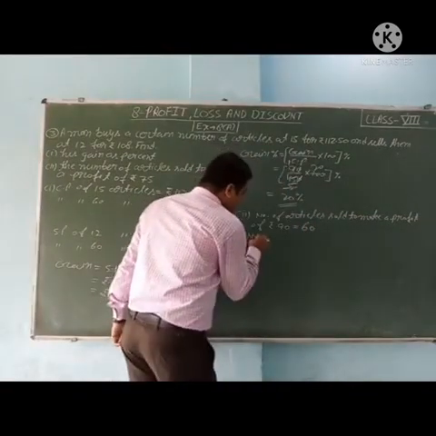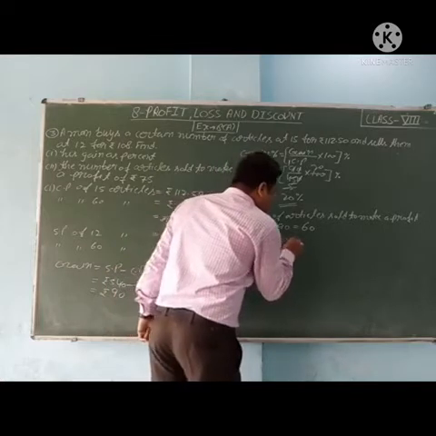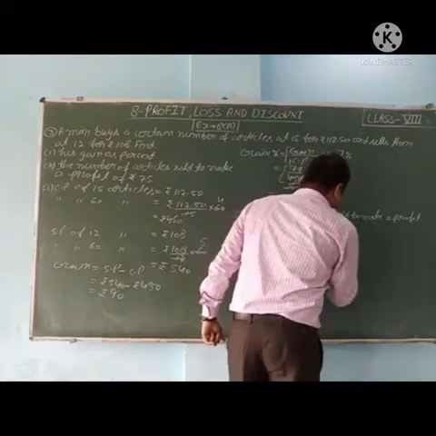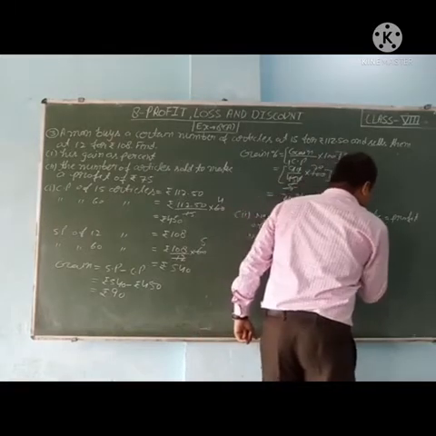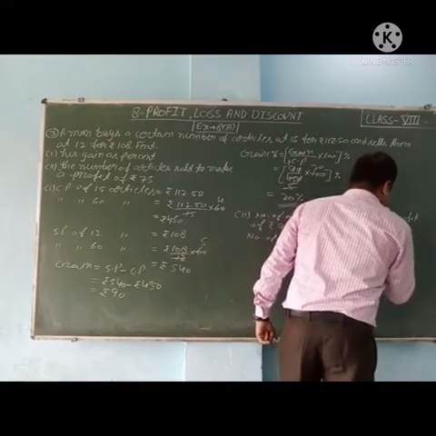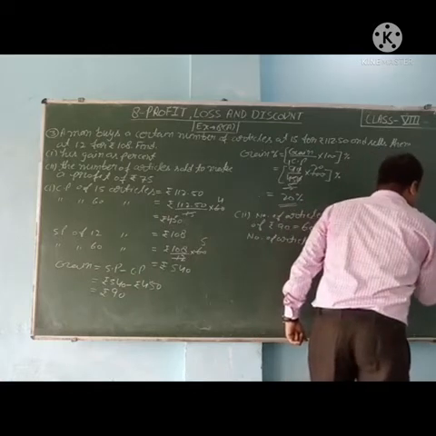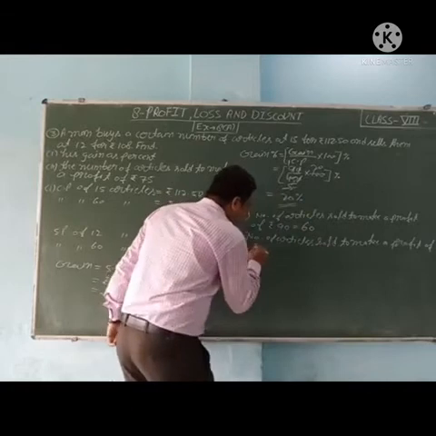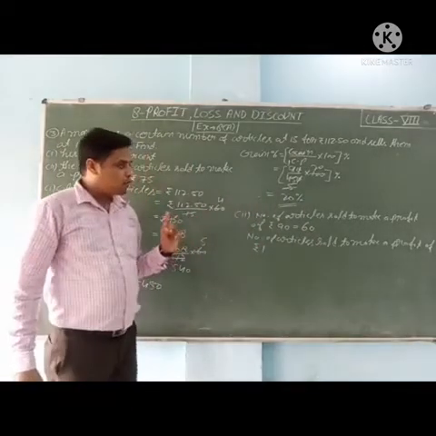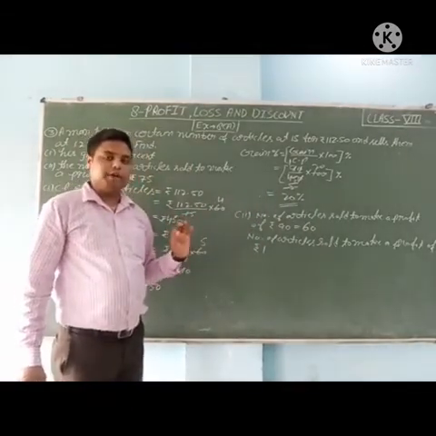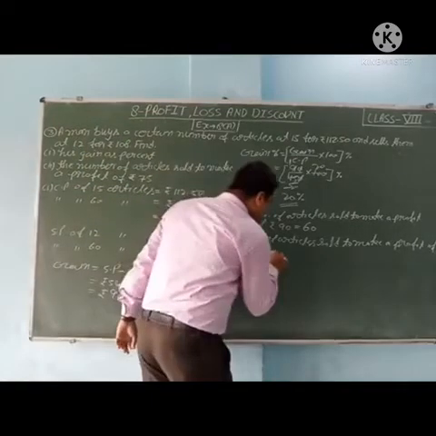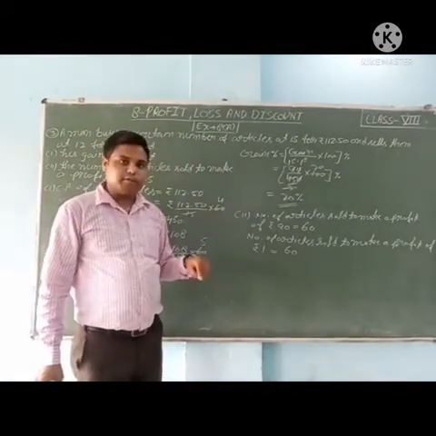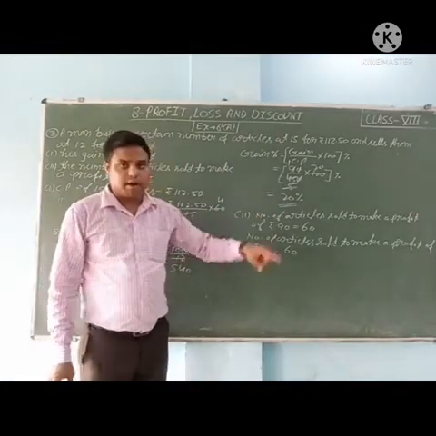So number of articles sold to make a profit of rupee 1. First we will find the number of articles to make a profit of rupee 1 by using the unitary method. So it is equal to 60. For 1 rupee profit, fewer articles are sold, so we will divide by 90.